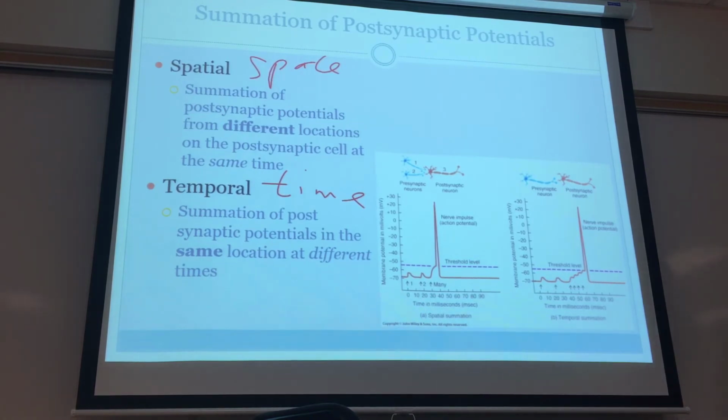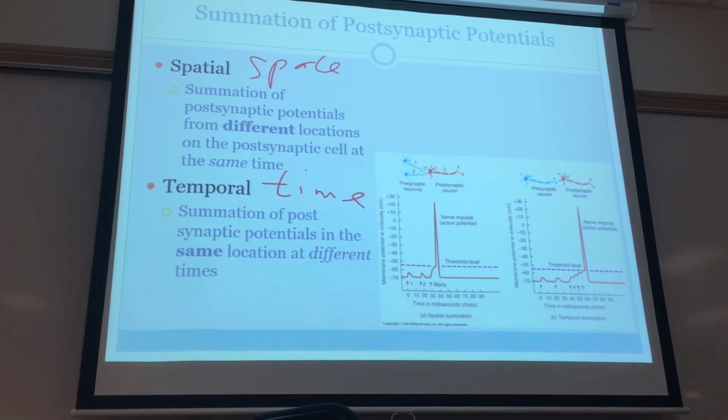Now temporal is the summation of postsynaptic potentials at the same location at different times. So that's someone poking you repeatedly, up until the point that those summate and you reach threshold and you do whatever you do, whether it's a backhand or forehand, whatever it is, okay?